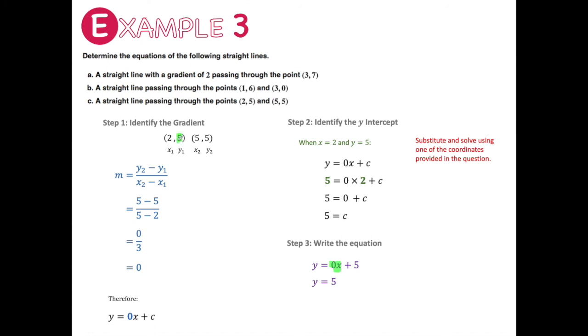When x is equal to 2, y is equal to 5. When x is equal to 5, y is equal to 5. So y is equal to 5. So that is some examples of how we find the linear equation from information provided to us in the question.